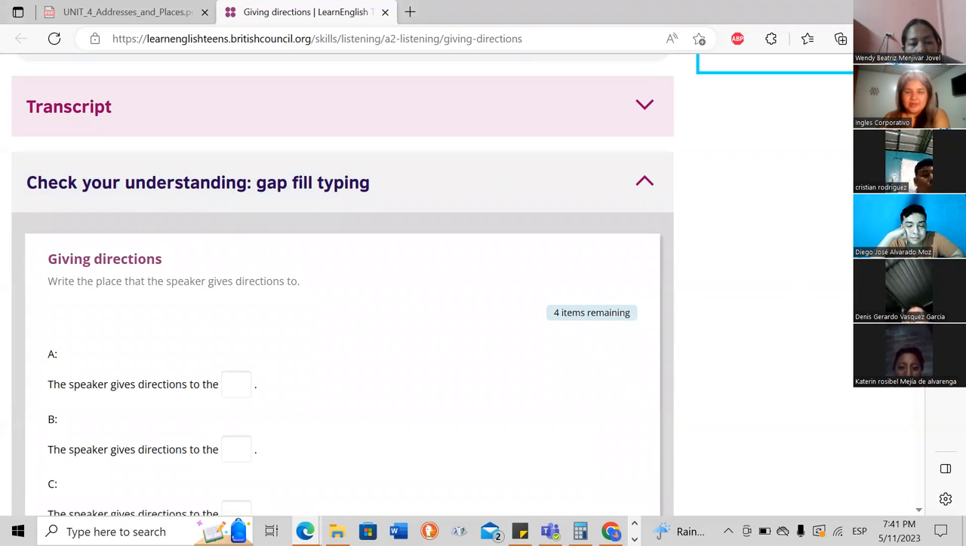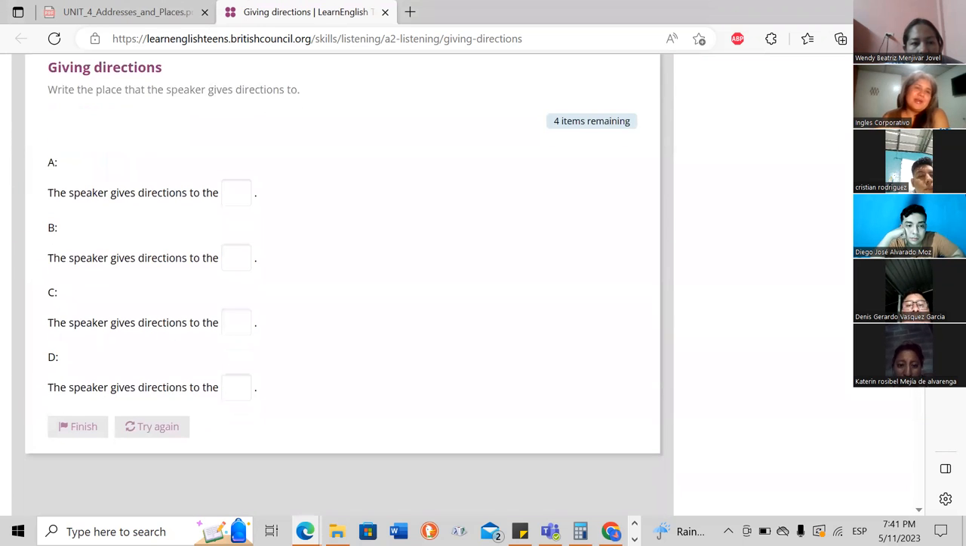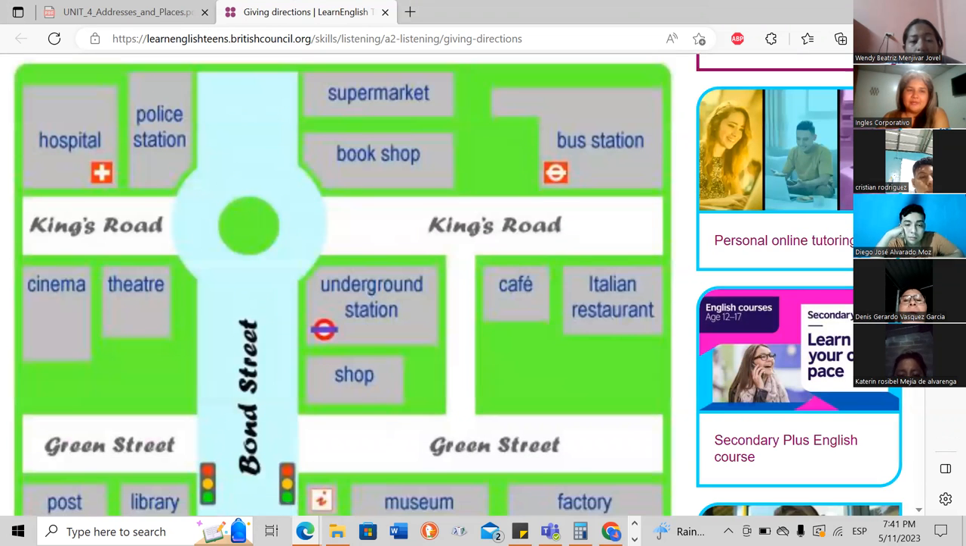Esas son las preguntas, ¿ok? Vamos a leerlas primero. Primero vamos a revisar el mapa, ¿ok?